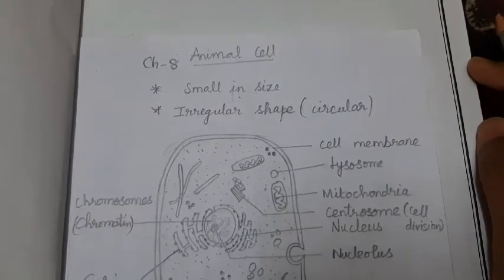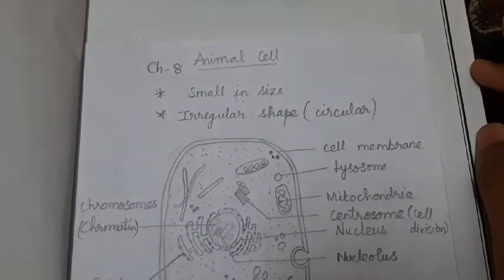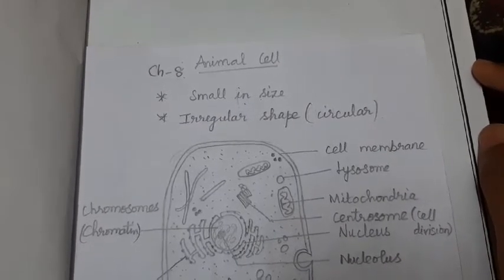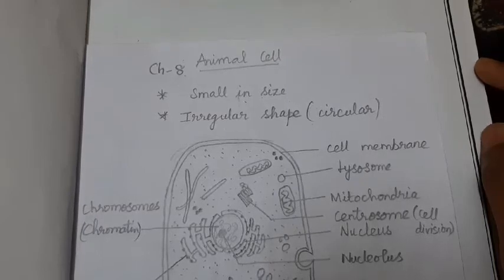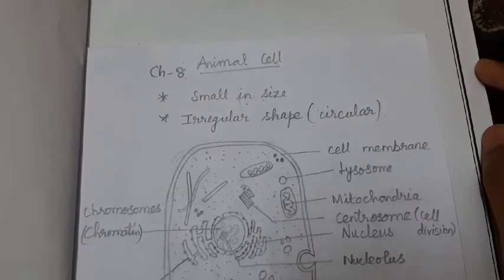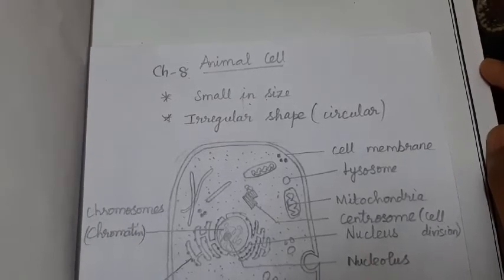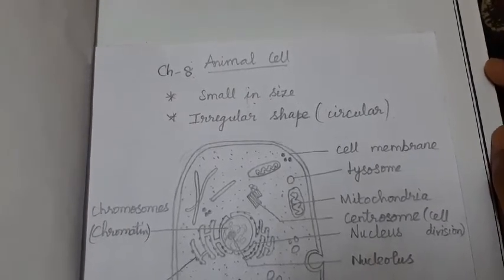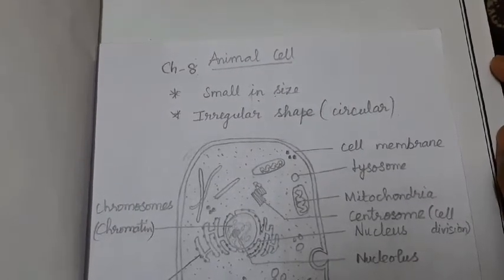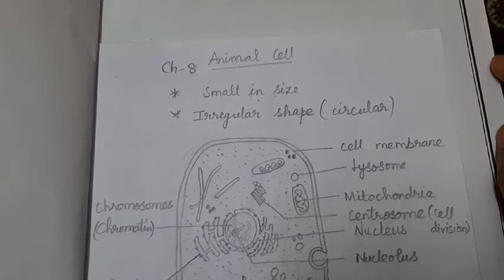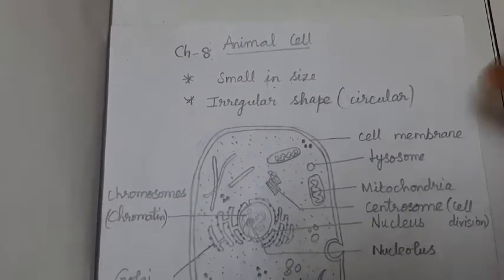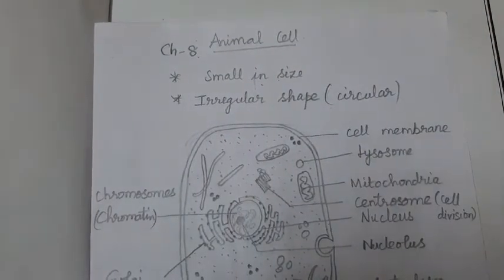So, in this chapter, we saw first the introduction of the cell coined by Robert Hooke, and the structure of the cell and the various organelles present inside the cell, whether it is a plant cell or the animal cell, the organelles, functions, until that we discussed. So today we are going to see about the animal cell.